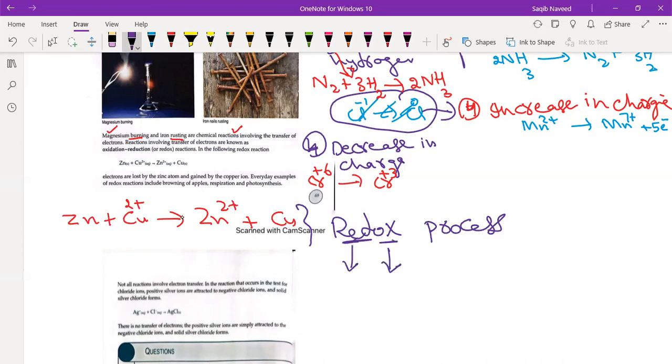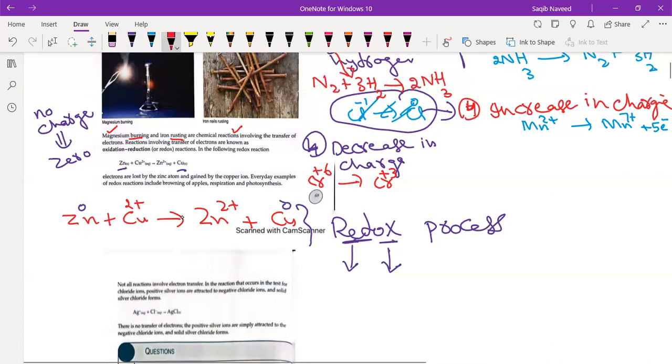If no charge is given on any element, then it would be zero charge. It would be neutral, right? If no charge is given on any element or compound, the charge of that element or compound will be taken as zero. So what I am going to write on zinc, it would be 0. And what I am going to write on Cu, 0. Because nothing is given, right?